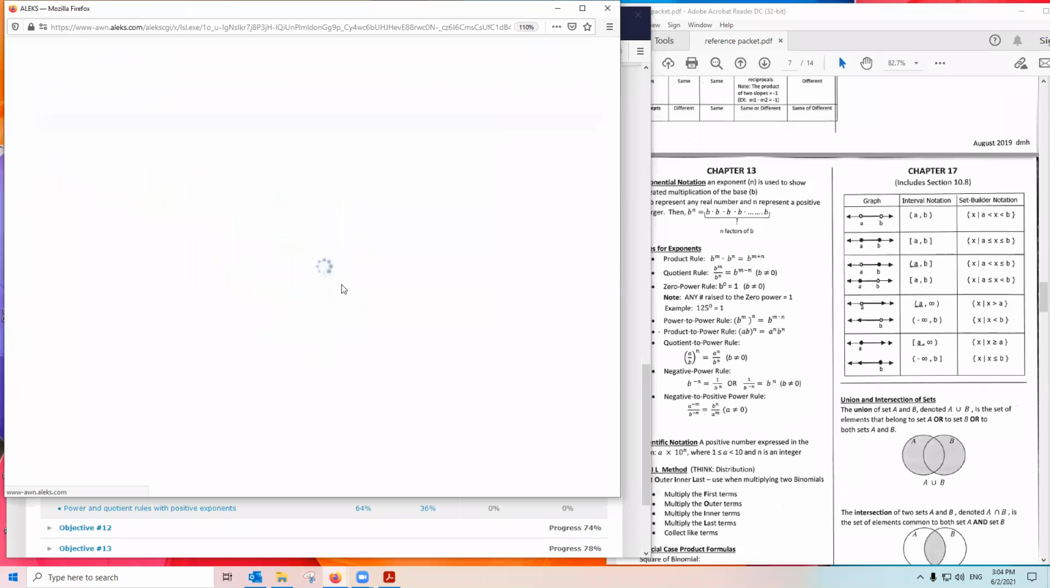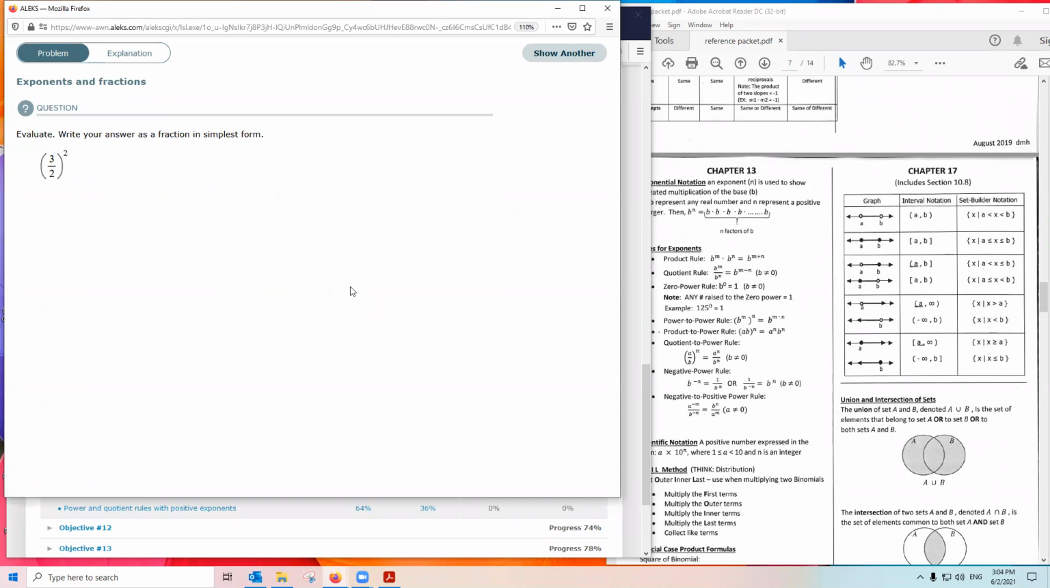Let's do an example with fractions in it. On this one, they're asking me to evaluate a fraction to the exponent 2. Again, what I have to keep in mind is that the exponent tells me how many times to multiply the base times itself. So 3 over 2 to the exponent 2 means take the base, 3 over 2, and multiply it times itself 2 times. This is multiplying fractions, and the way you multiply fractions is you multiply straight across. On top, 3 times 3 is 9. On the bottom, 2 times 2 is 4. This is the answer. I can't simplify this anymore. So that's the final answer on this one.